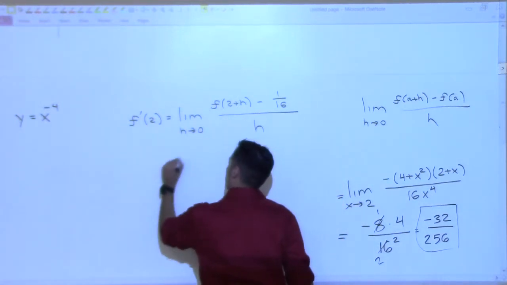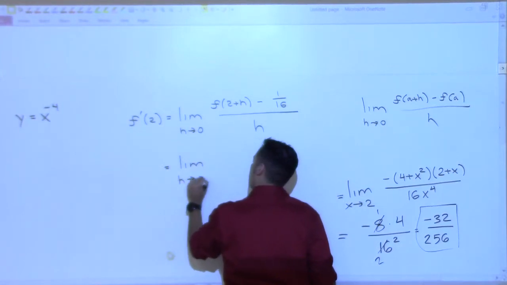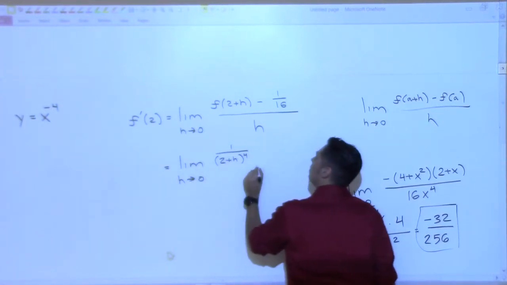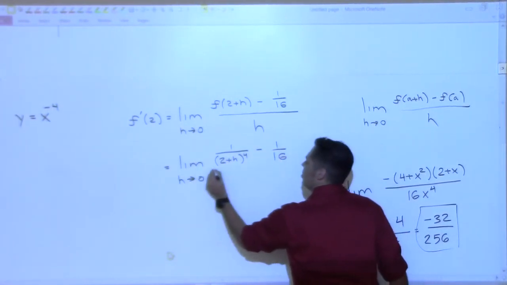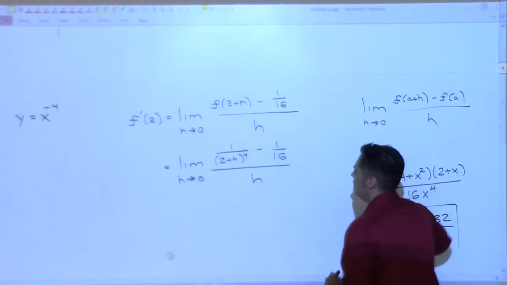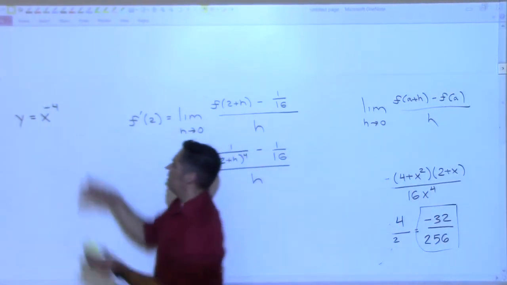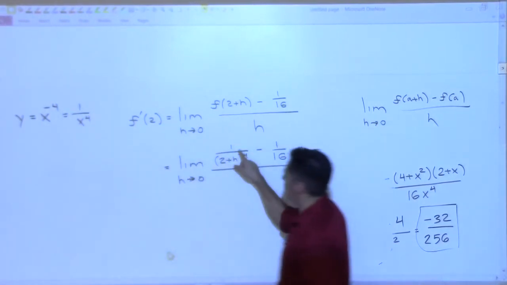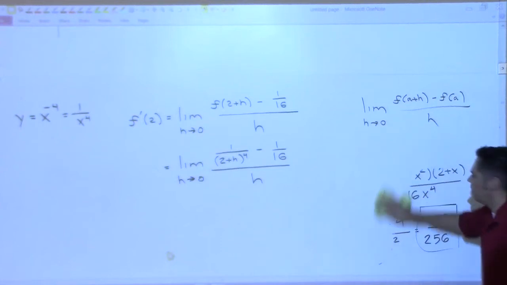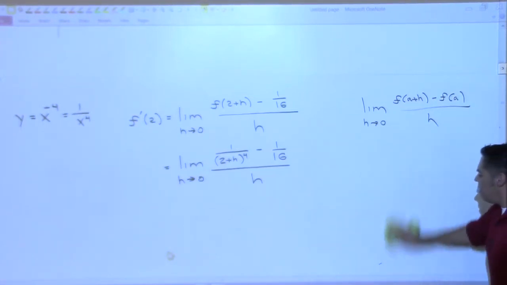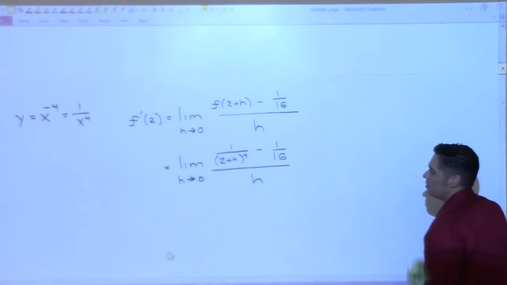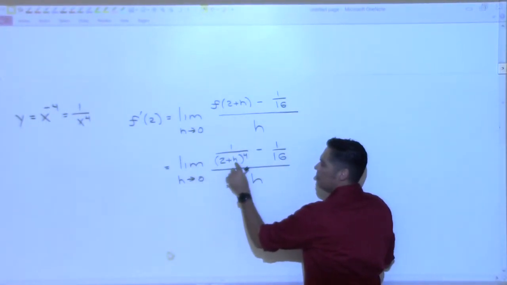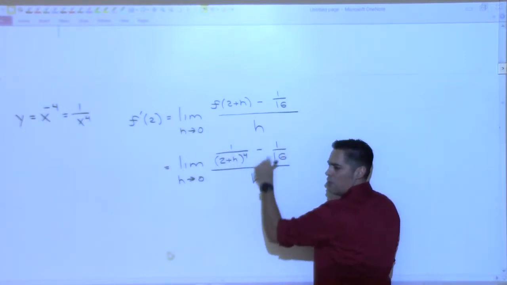So this becomes limit h goes to 0, 1 over 2 plus h to the 4th power minus 1/16 all over h, like that. So remember, 2 plus h into that function is really 1 over x to the 4th. So if I replace x with 2 plus h, I get this. This is already starting to look pretty bad. Common denominator again, right? Like, if I let h go to 0, this is 1/16 minus 1/16, that's 0 over 0.